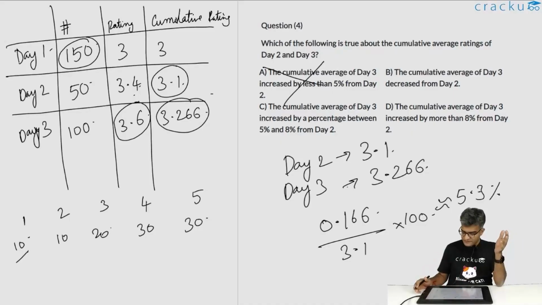Cumulative average of day 3 decreased from day 2. This also is not true. Cumulative average increased from 3.1 to 3.266. Cumulative average of day 3 increased by percentage between 5 and 8%. This is absolutely correct. This is around 5.3%, which lies between 5 and 8. Cumulative average of day 3 increased by more than 8%. This is not true. So the correct answer is option C.